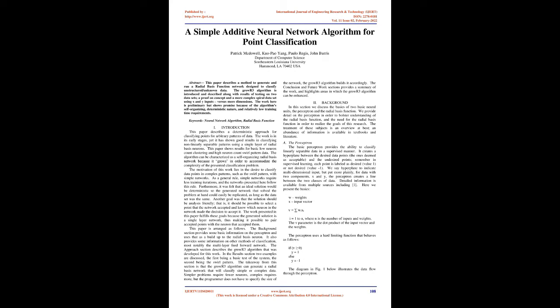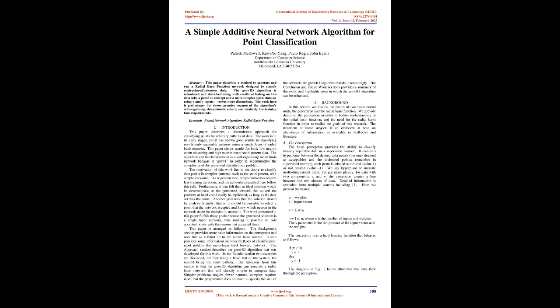In the results section, two examples are discussed, the first being a basic test of the system, the second being the swirl pattern. The takeaway from this section is that the GROW-R3 algorithm can generate a radial basis network that will classify simple or complex data. Simpler problems require fewer neurons, complex ones require more, but the programmer does not have to specify the size of the network, the GROW-R3 algorithm builds it accordingly. The conclusion and future work sections provide a summary of the work, and highlight areas in which the GROW-R3 algorithm can be enhanced.